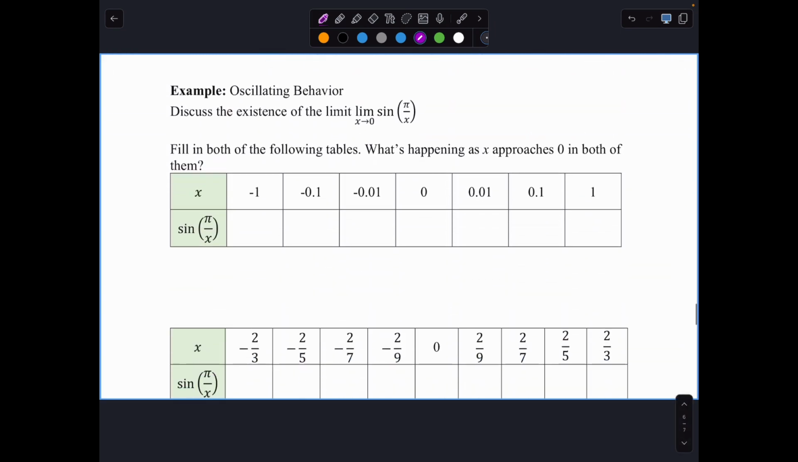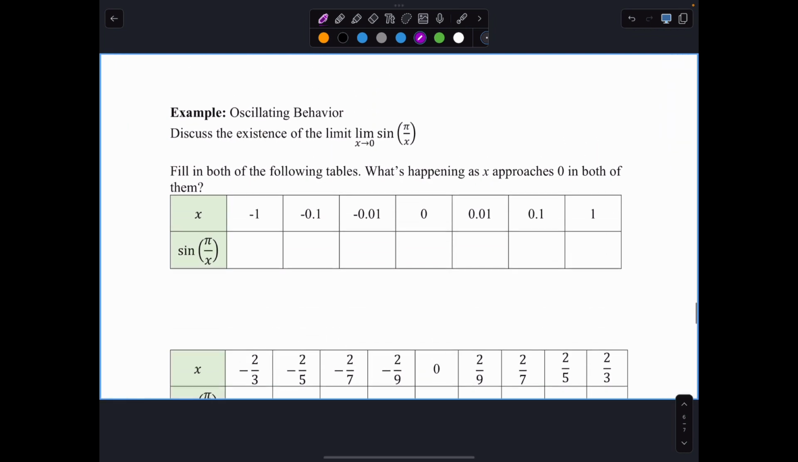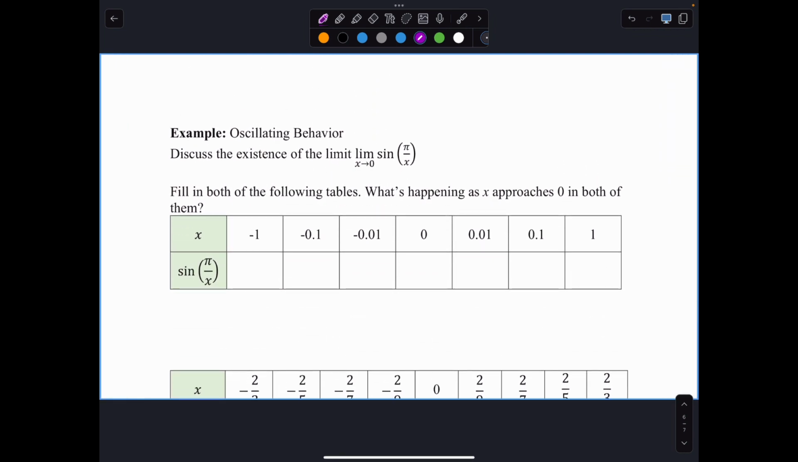I think this next one is a good one for us to use as a warm-up next time. So I'm going to end there. You guys do have some homework.